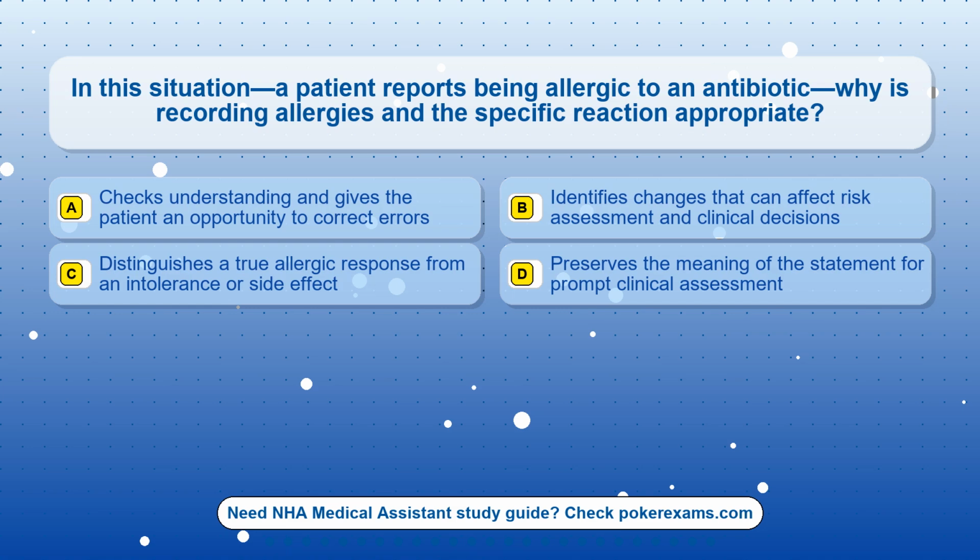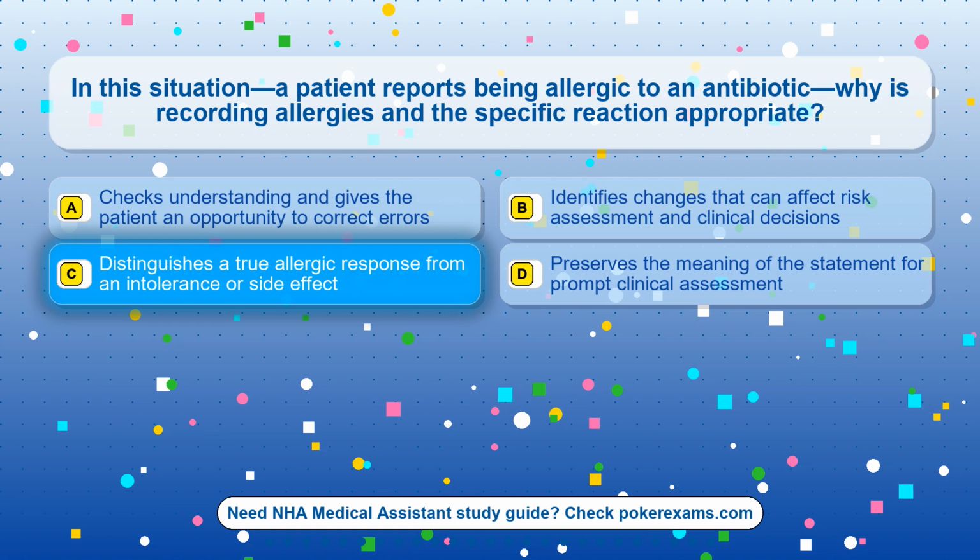Question 9. In this situation, a patient reports being allergic to an antibiotic. Why is recording allergies and the specific reaction appropriate? Option A. Checks understanding and gives the patient an opportunity to correct errors. Option B. Identifies changes that can affect risk assessment and clinical decisions. Option C. Distinguishes a true allergic response from an intolerance or side effect. Option D. Preserves the meaning of the statement for prompt clinical assessment.